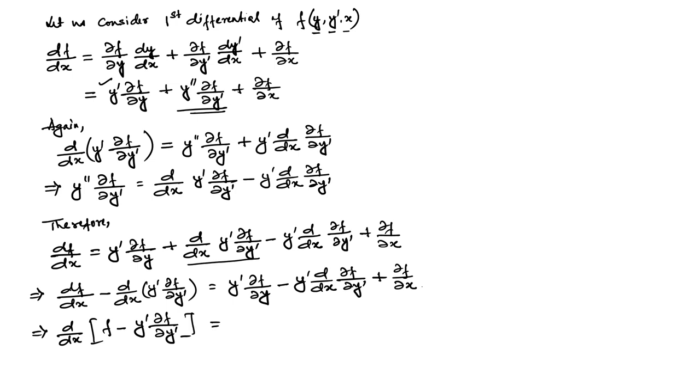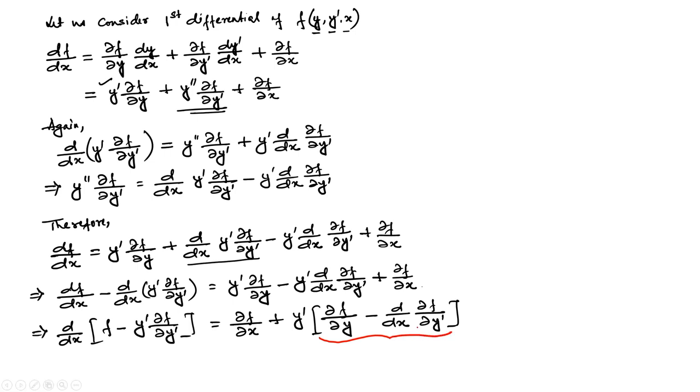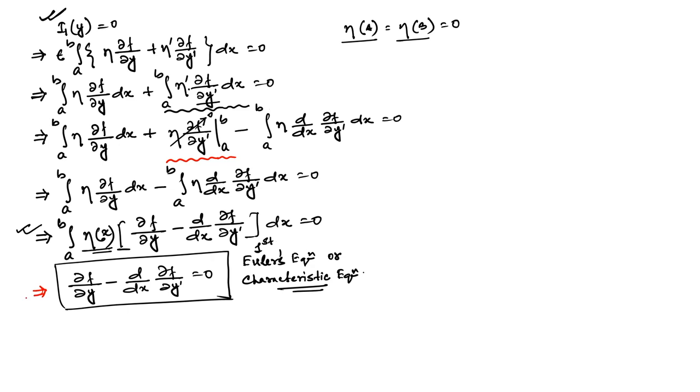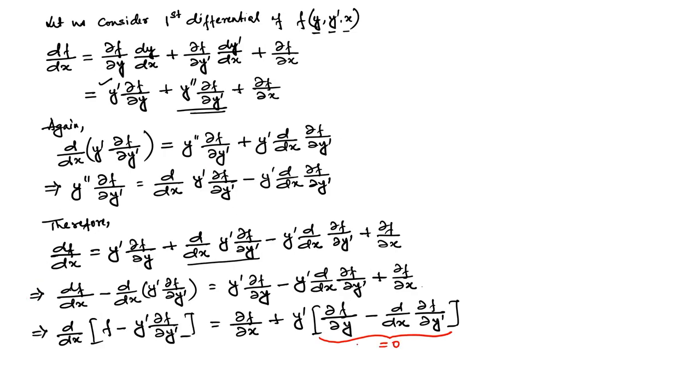Is equal to dou f dou x plus we can take y prime common. So, what we have dou f dou y minus d dx of dou f dou y prime. Now, if you look at this expression, you can easily identify what we have on the right hand side is this quantity, which we have already identified here. So, this is equal to 0 because it is the Euler's first equation.